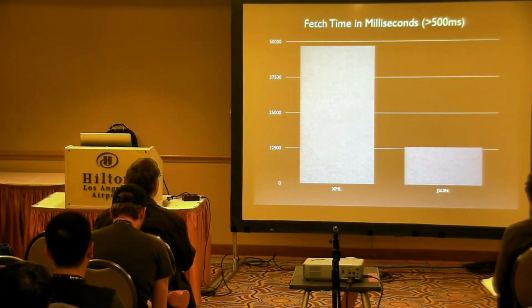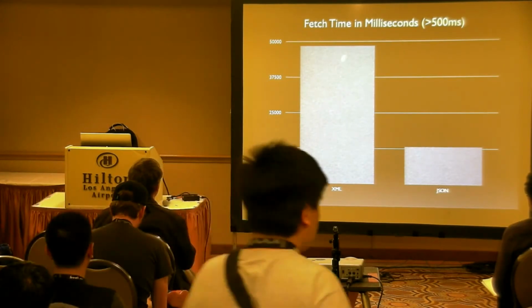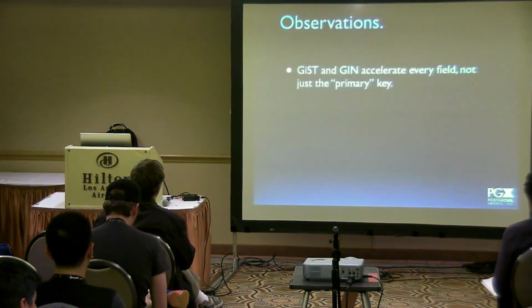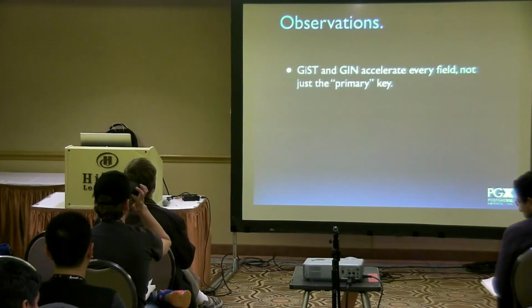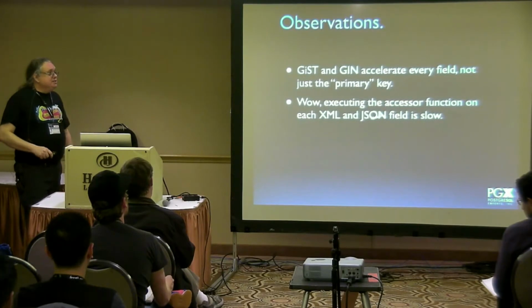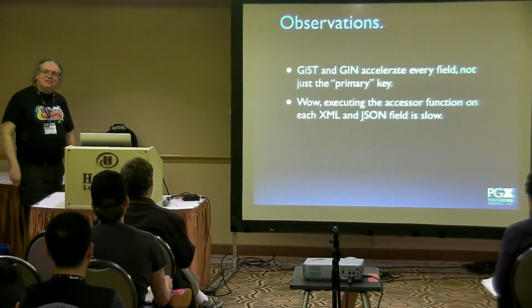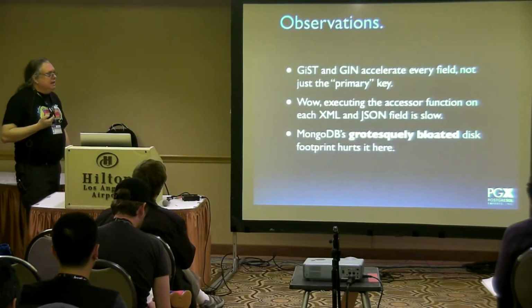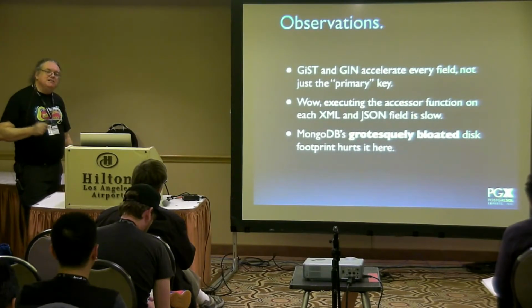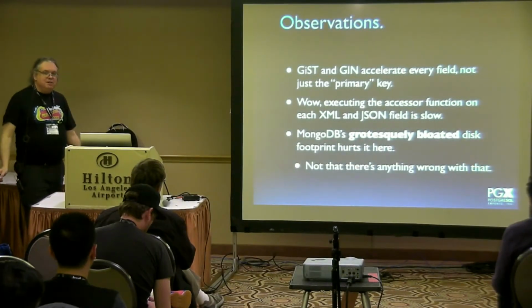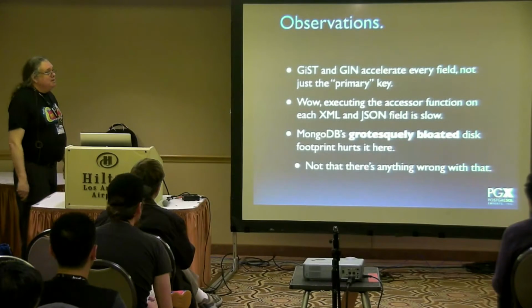The slow ones, XML was really slow, and JSON was 4 times faster, but that's not much to brag about. The good part is that Gin accelerates every field, not just the primary key. Using these accessor functions is really slow because it has to process the accessor function on each row to determine set membership. The problem with MongoDB is it's just a bigger file, and it has to read a bigger file doing the sequential scan. Not that there's anything wrong with that. No value judgment here, that's for sure.